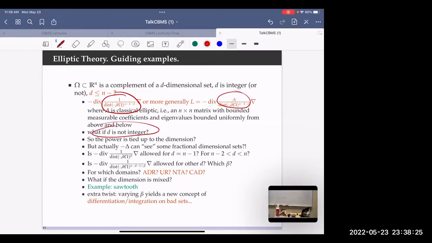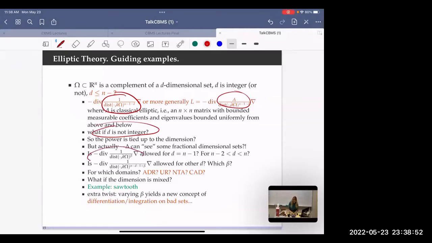What it tells you is that this power doesn't have to be completely tied up to the dimension of the set. There is some wiggling room. And for the Laplacian, there is some wiggling room in the fractal sets that you are considering, but also vice versa. Having fixed the set, even of an integer dimension, there is some wiggling room on the powers that you are considering. So what is the room is a question. How much can you really wiggle?